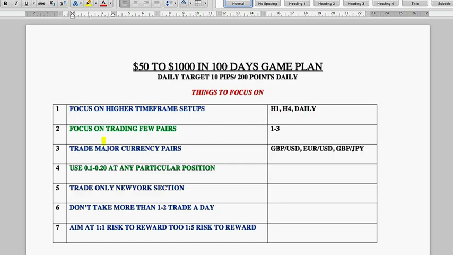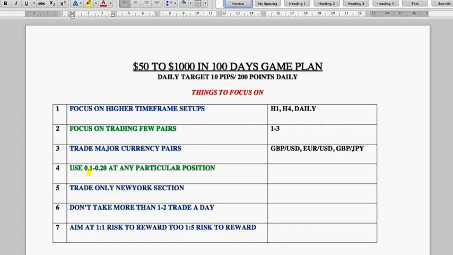Now another thing on this rule is to focus on trading few pairs. 1 to 3 pairs is enough. Why am I taking 1 to 3 pairs? Because sometimes if you are focusing on only 1 pair, it might force you to overtrade, and you might keep forcing opportunities where there is none. So focus on 1 to 3 pairs and trade only the major pairs. At this point in time, you remember you are gradually growing an account. You don't want to be everywhere, so the major pairs I will highly recommend.